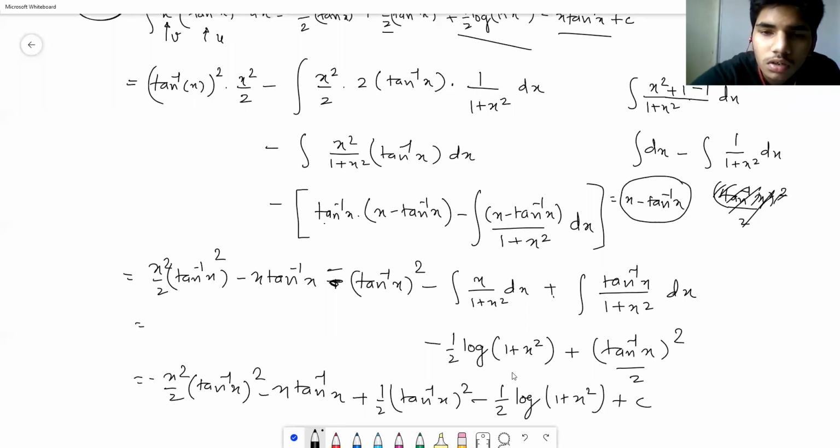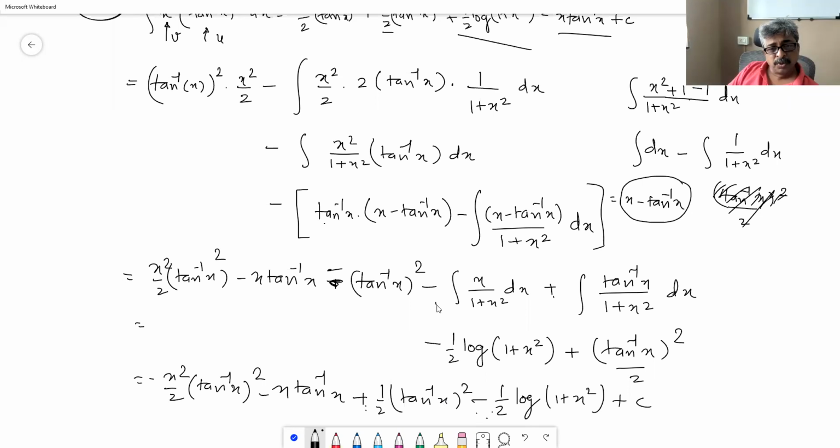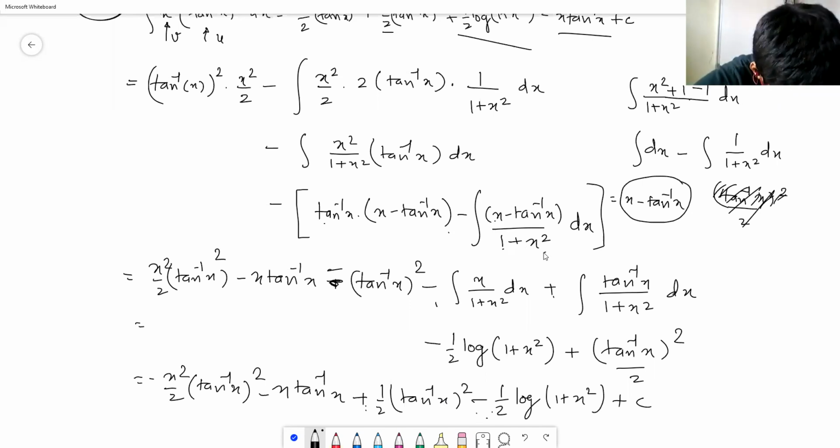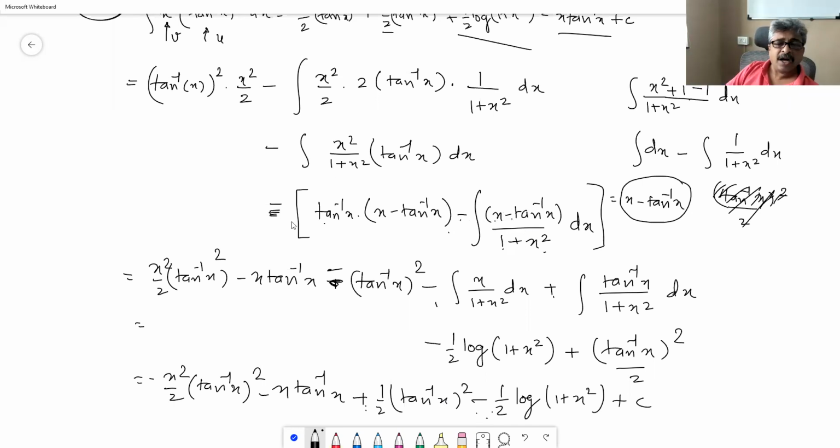In the last two terms, the integrals with 1 plus x square, the sign should be swapped. Yes, sir. In the above step, the last two terms, it is minus x upon 1 plus x square. Sir, somehow those two signs have gone wrong. The last two integrals. Oh, because there is minus here. Correct. Because there is minus here, this has to be plus and this has to be minus.